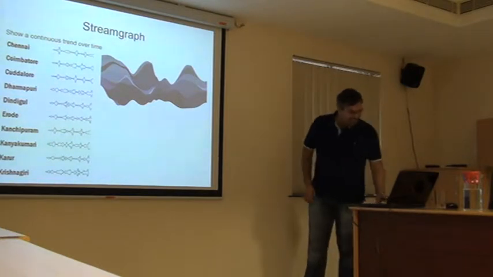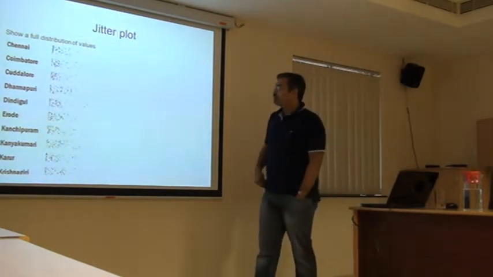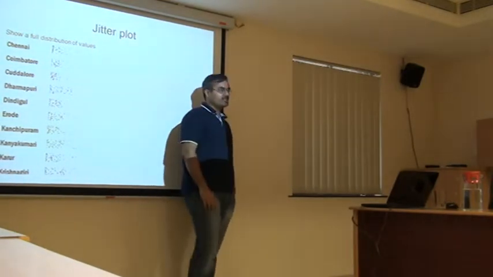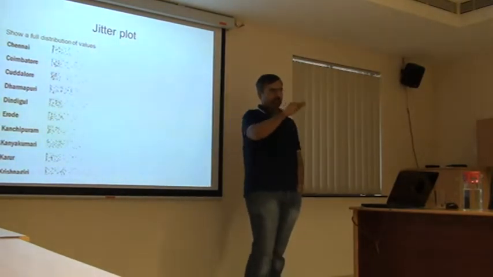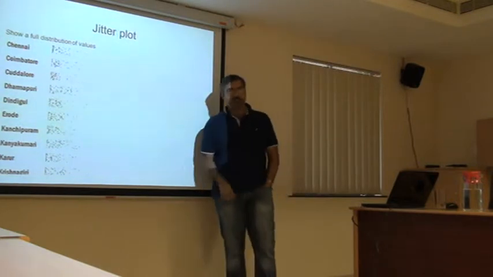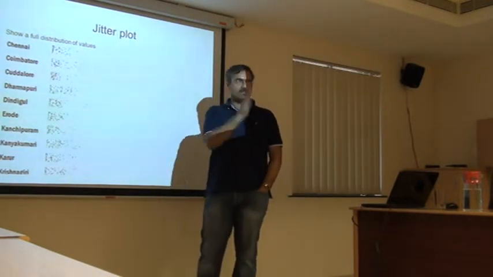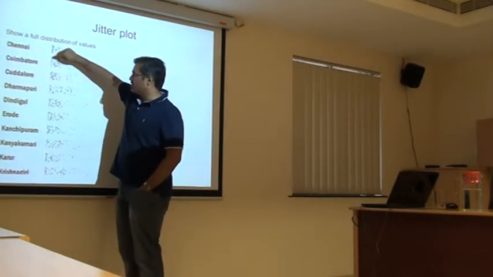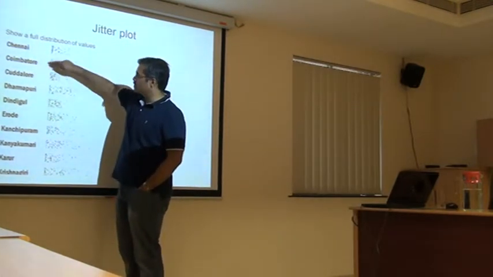That's what it is. Or you could do a jitter plot. Now a jitter plot flips the axis. Here you say the position, earlier we used the height to represent the value. Here we use the horizontal axis to represent the value. So most of the months Chennai gets zero rainfall. Most of the months Coimbatore gets zero rainfall.